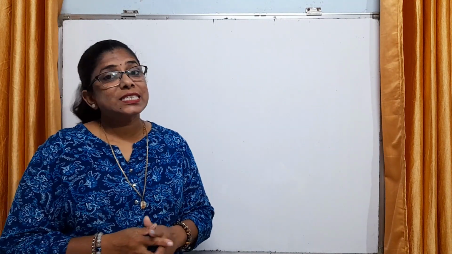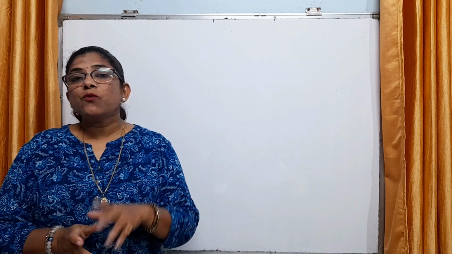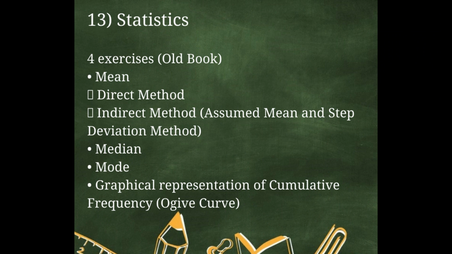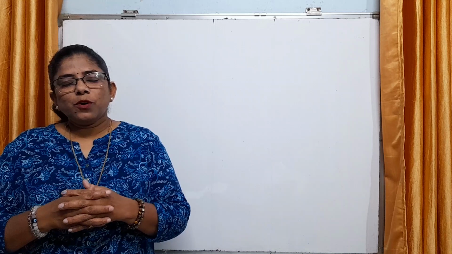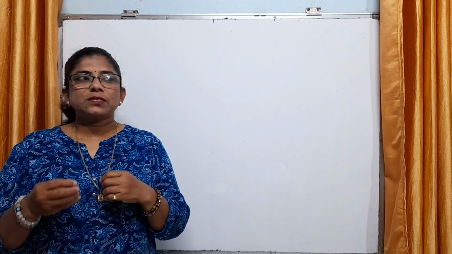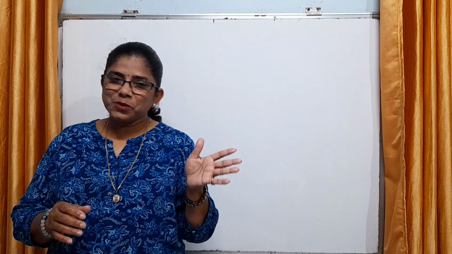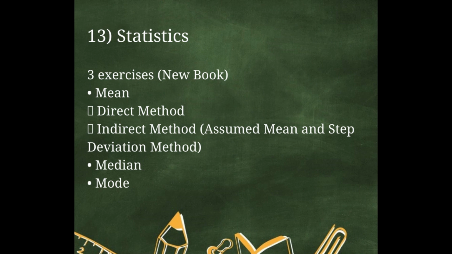Now the next chapter is statistics. In this statistics chapter, 4 exercises were there. The 4 exercises were based on mean, median, mode, and graphical representation of cumulative frequency, that is Ogive curve. But unfortunately, the Ogive curve, which was one more scoring part of your paper, is not going to be the part of your new syllabus. But mean, median, mode, all these 3 exercises are going to be there as it is. So out of 4, you are going to have only 3 exercises.